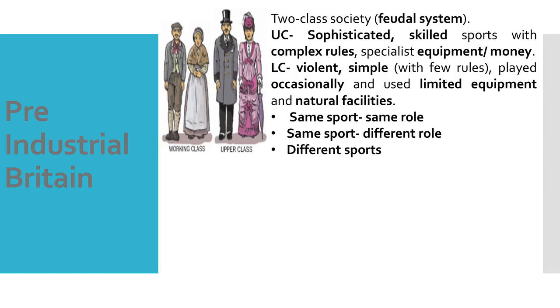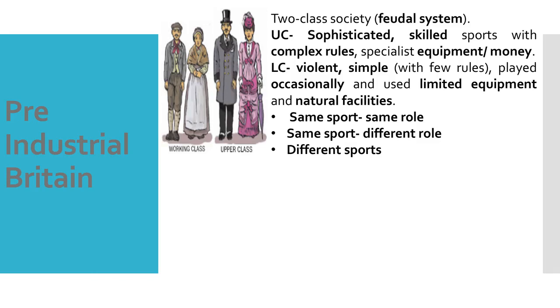So put me on pause and see whether you can provide me an example for each of them. A sport where they both pursued it and had the same role, where they both pursued it but had different roles, and two examples of sports that the upper class and lower class would have pursued separately, or different sports that they would have pursued, sorry, to word that better.